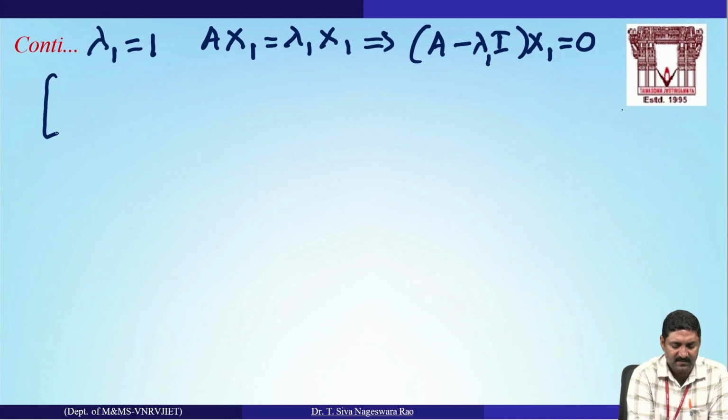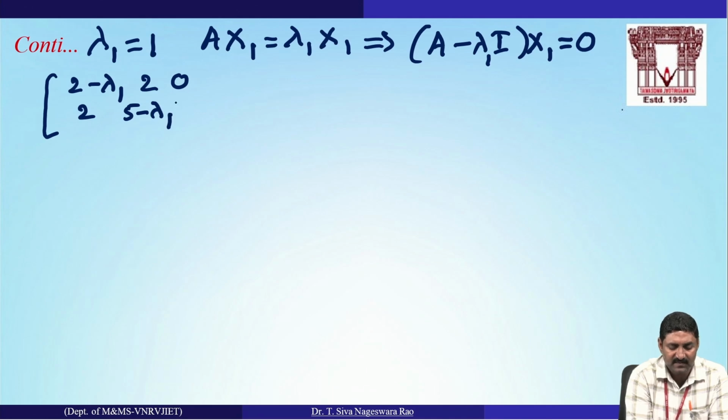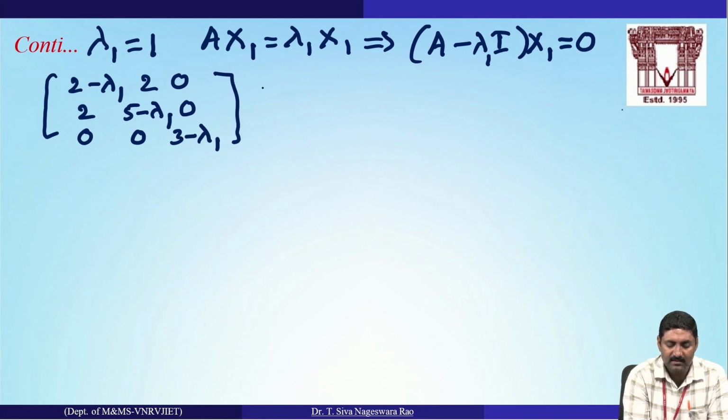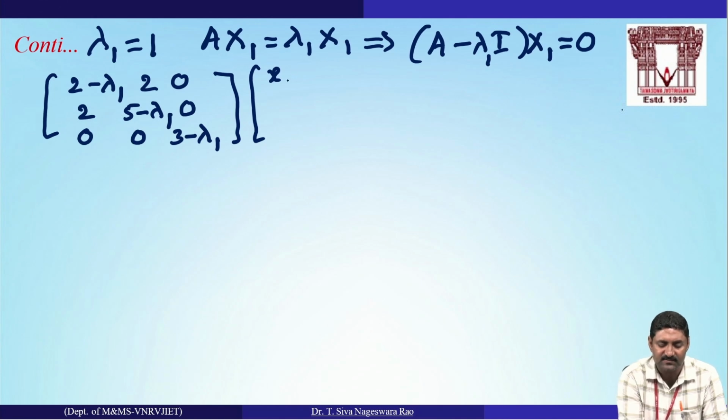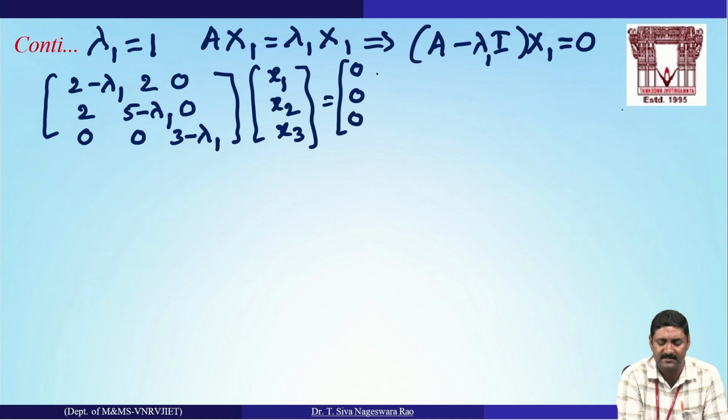That is, what is the given matrix? 2 minus lambda 1, 2, 0. 2, 5 minus lambda 1, 0. 0, 0, 3 minus lambda 1. This matrix multiplied by, I am going to take my vector capital X1 as column vector x1, x2, x3. On right hand side, this is 0 matrix, 0, 0, 0.